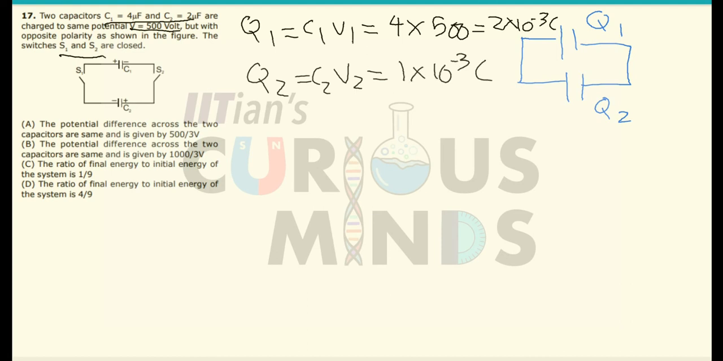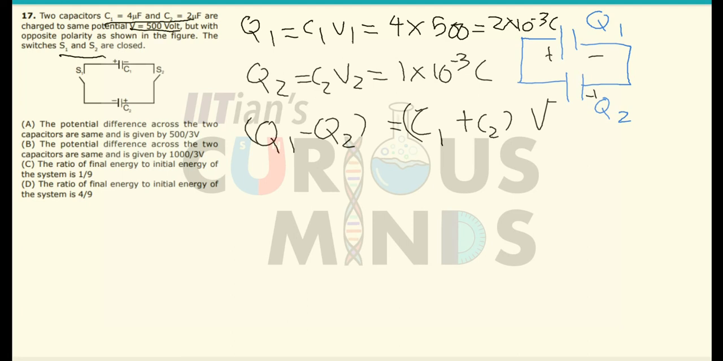Now this is Q1 and Q2. Since the polarity is opposite, when the charges flow, the total charge will be conserved, that is Q1 minus Q2 will be equal to C1 plus C2 into V, where V is the final potential attained, the final potential that is common to both the capacitors.